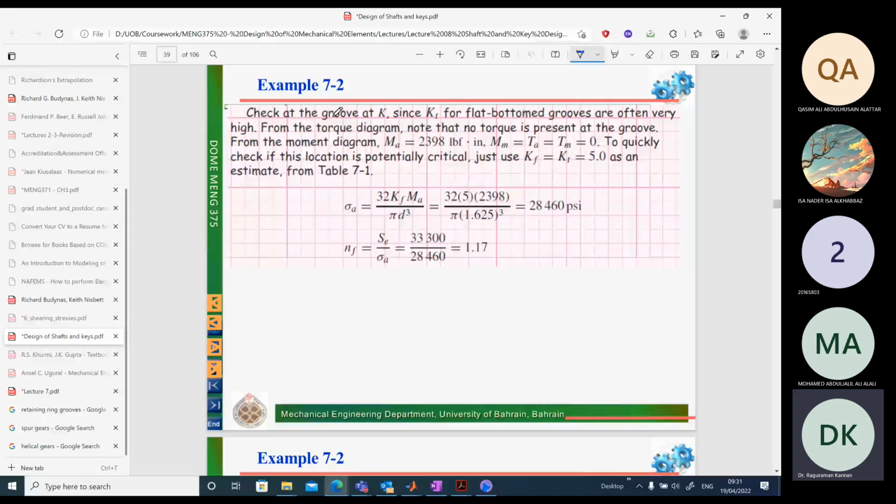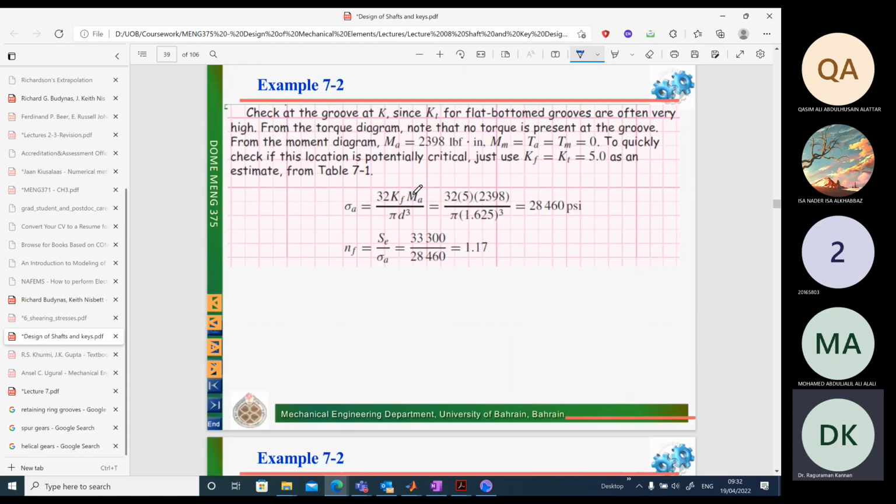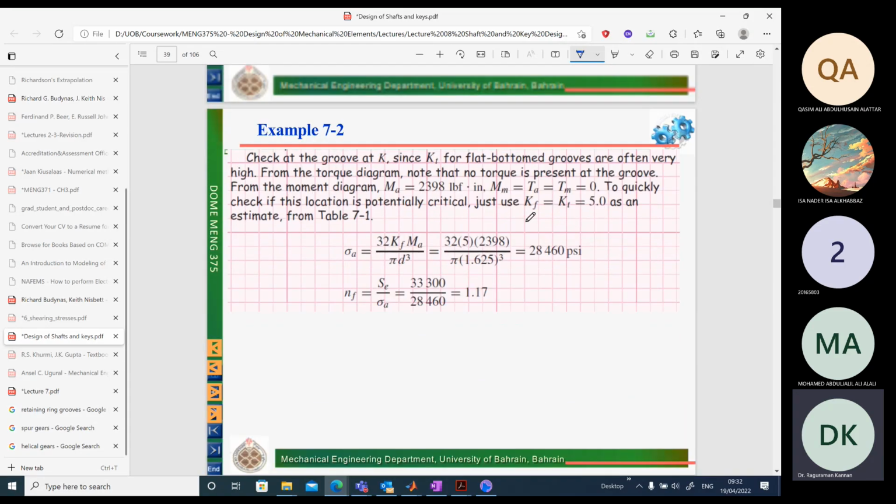Check at the groove at K, since KT has a flattened bottom. Grooves are often very high. For the torque diagram, note that no torque is present at the groove. Okay, so now we need to understand here we have included, for calculating the fatigue factor of safety, both the normal stress and the shear stress into account. But for the groove, we need only the bending moment. Why?